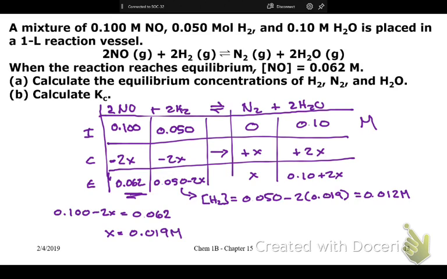You could check my math because I'm just kind of eyeballing it. The concentration of N2 will just be the value of x, is 0 plus x, right? And the concentration of H2O would be 0.062 molar, like that. Oh no, that's not right. I did backwards. I did something wrong. Let me erase that last one. It's embarrassing.